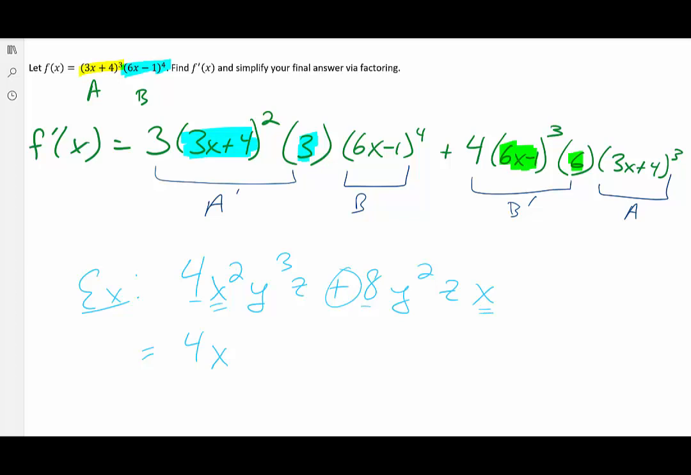We have a y cubed on the left and a y squared on the right, so we can pull out a y squared. And then we have a z to the first on the left side and a z to the first on the right side, so we could definitely pull out a z to the first. Okay, so what's left over? What are the remaining factors once we divide out our common factor?